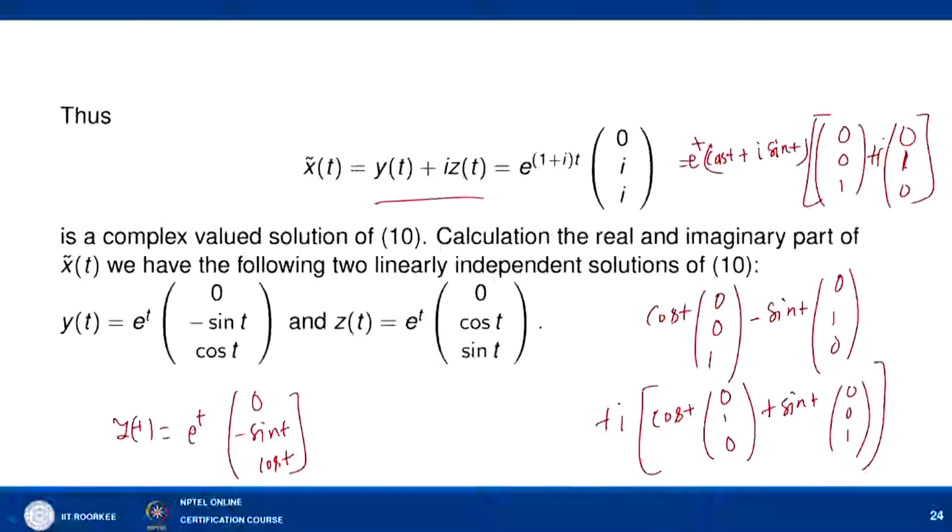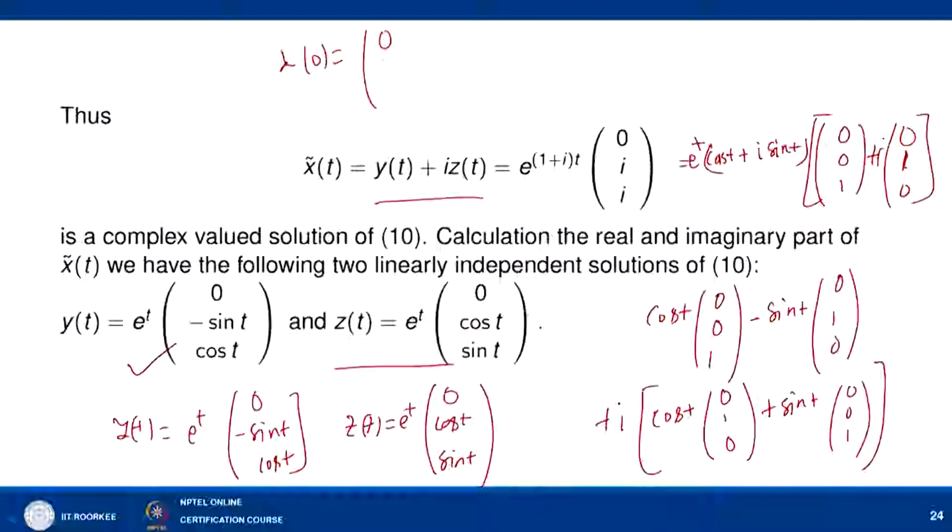So, the real part is given as e to the power t into (0, minus sin t, cos t), that is written here, and z(t) you can find as e to the power t times (0, cos t, sin t). So, your imaginary solution is given by z(t) equal to e to the power t (0, cos t, sin t), and you can easily verify that these are linearly independent solutions. For that you can simply take t equal to 0. Then y(0) is (0, 0, 1), and z(0) is (0, 1, 0), and you can check that these are linearly independent vectors in R3. So, it means that y(t) and z(t) are also linearly independent solutions of x dash equal to Ax.